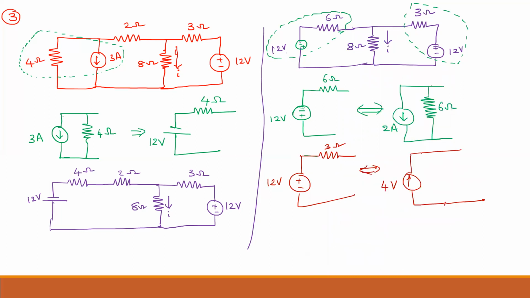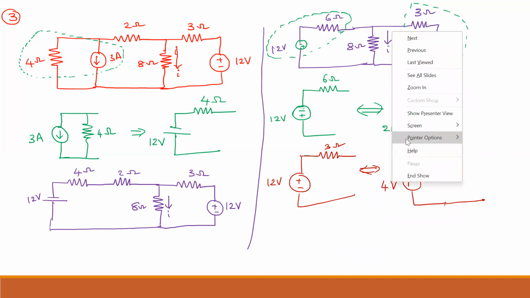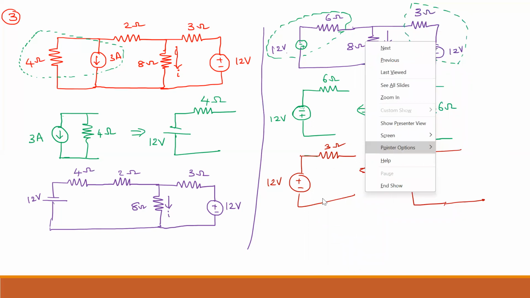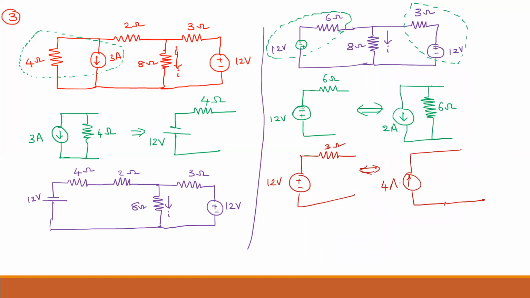So 4 amperes. This is a 4 ampere current source, and a parallel resistance is there. What is the resistance value? 12 by 3 is 4 ampere. And what is the resistance value? Same value here, 3 ohms.